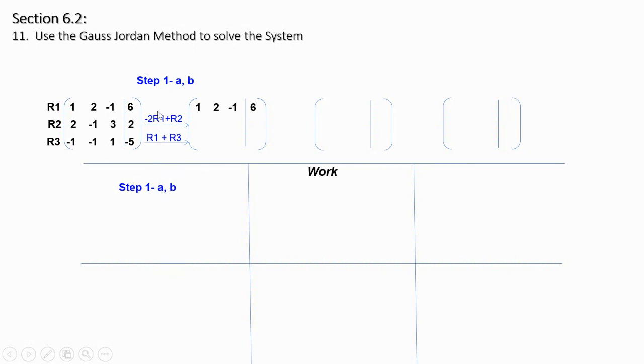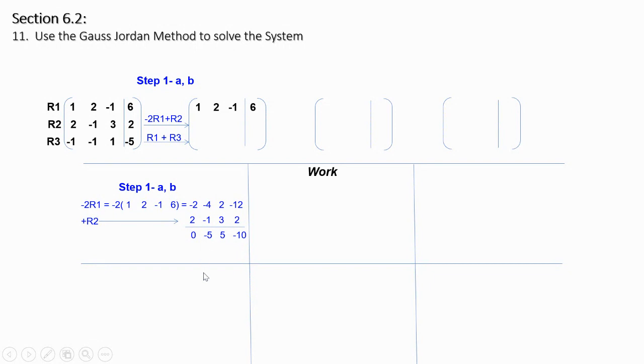Step 1, right? Step 1, this is the A part and the B part. So for the A part, I have negative 2 row 1, which will give us negative 2, negative 4, 2, and negative 12. Plus row 2, right? Until we do the operation, it's going to give us 0, negative 5, 5, and negative 5. Hey guys, if we keep it how it is, it's going to make the work much harder or much more complicated. So instead, we can simplify.